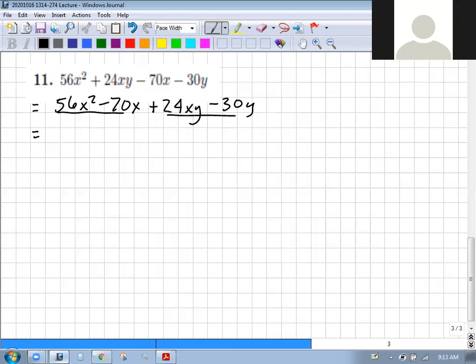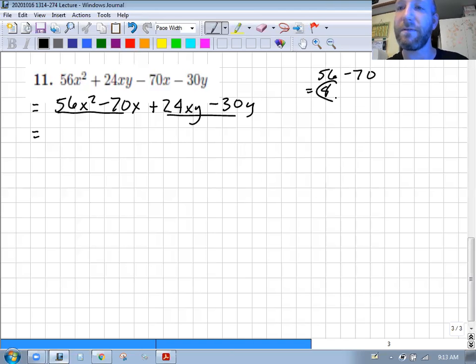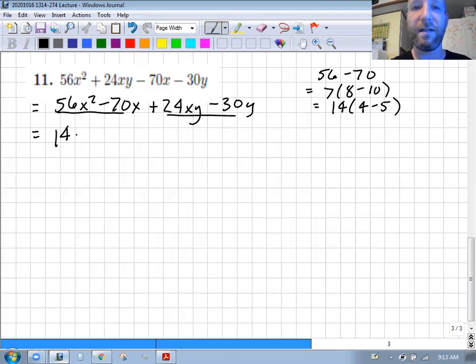So let's see, if we pulled out a 7, right? We would end up with an 8 minus 10, right? But these are both divisible by 2. So if I pulled out a 14, I would have 4 minus 5, right? So 56 and 70 are both divisible by 14. So let's pull out a 14 and an x and see what happens. This would leave us with a 4x minus 5. All right, that gives us 56x squared. And that gives us a 70x.